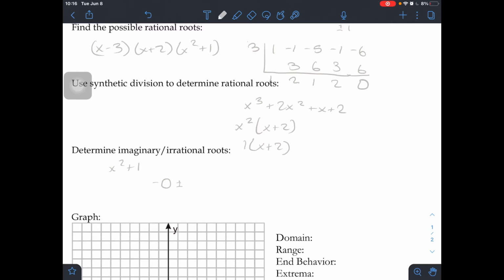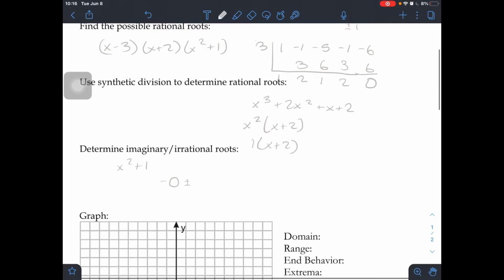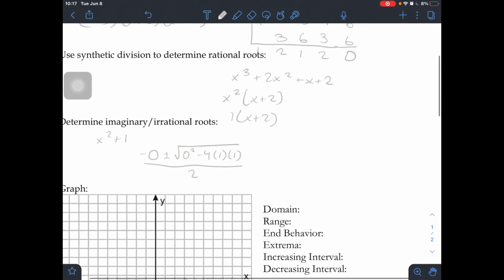Alright, it should be better now. Okay, so plus or minus the square root of 0 squared, because we have a value of 0 as the b value, minus 4 times a times c. So this would be 1 and then 1, all over 2a, so that would just be 2. So here we would end up getting the square root of negative 4 over 2.